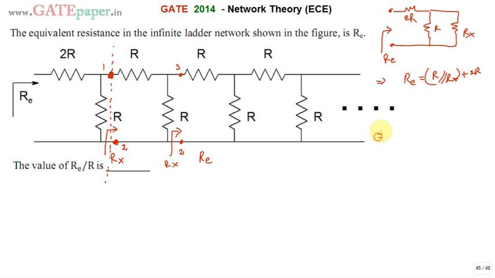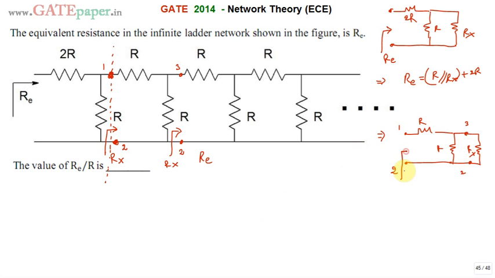Then we can draw the 1 and 2 terminals like this. In between 1 and 2 there is a resistor, and one more resistor, that is R and R, and these are the 3 and 2 terminals. Between the 3 and 2 terminals the equivalent resistance is Rx.